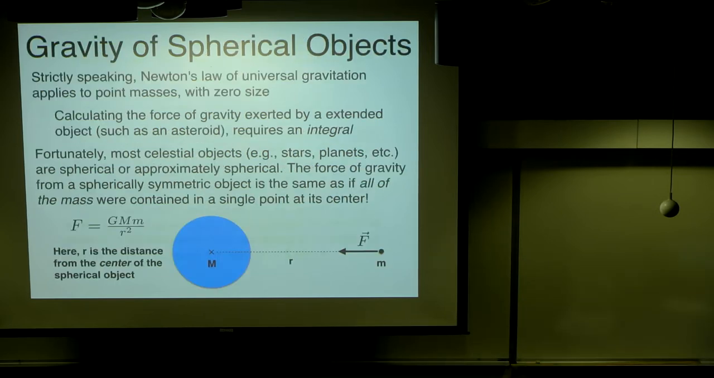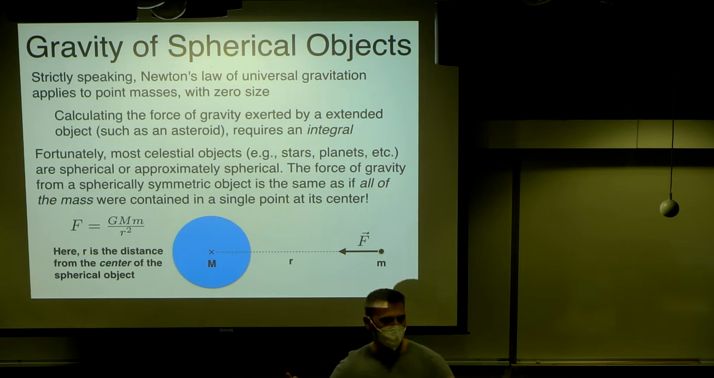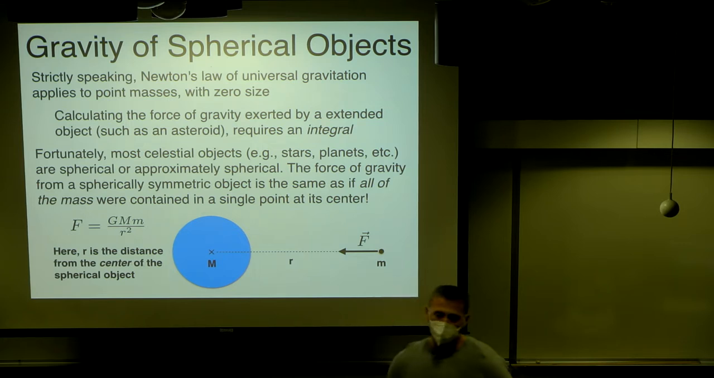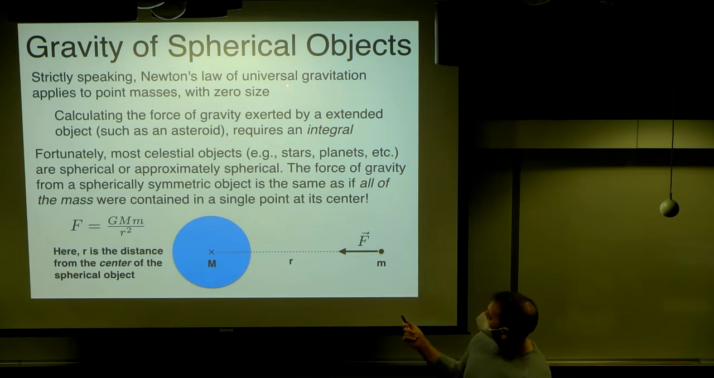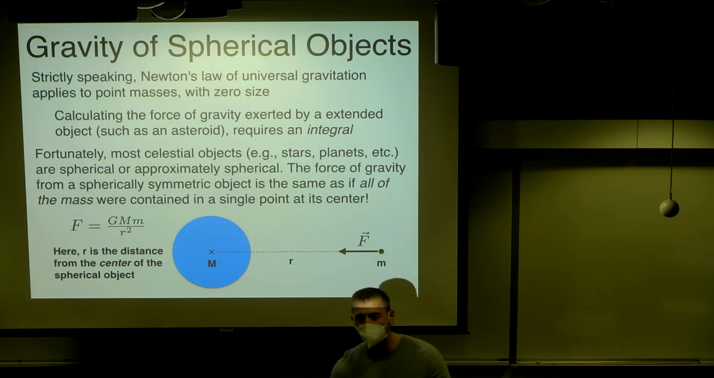So, let me just remind you of what we did up until this point. We learned about something called the law of universal gravitation, which basically allows you to calculate the force of gravity between two masses. M1 and M2 is usually how we write these two masses in our equation. Strictly speaking, when you use that formula, it applies to what we call point masses. So the assumption is that the masses in question are just little points with no size.